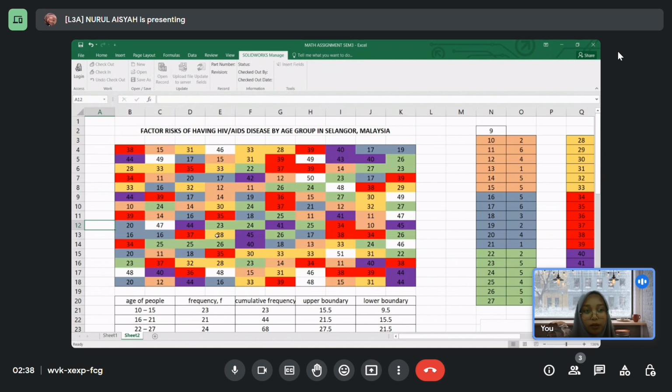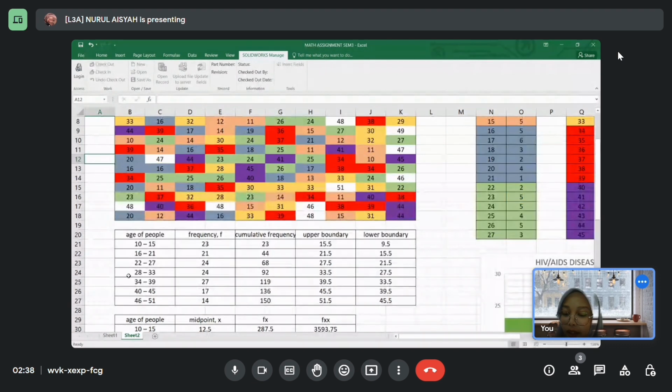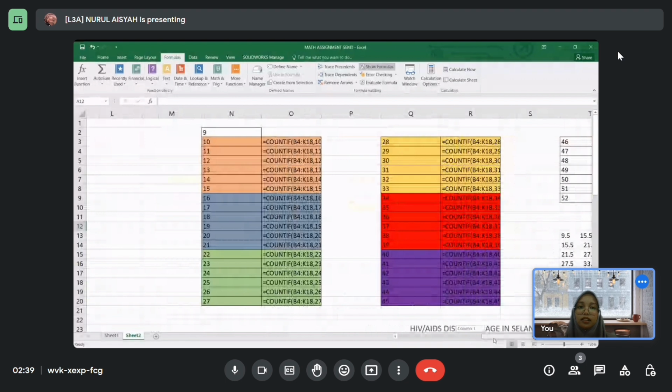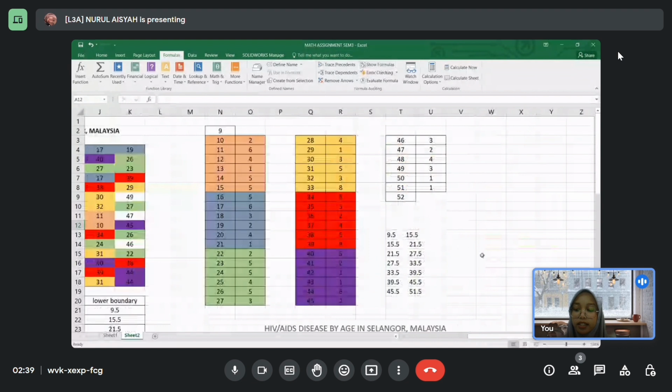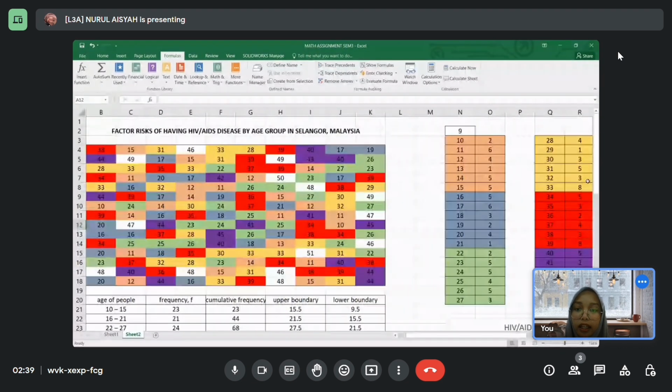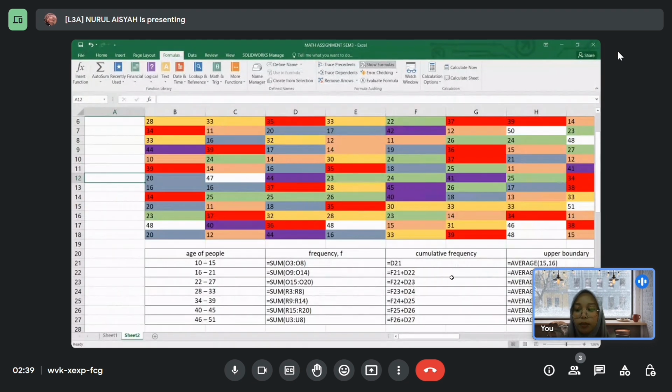This is what we call raw data. After the data is produced, we calculate the class size using a formula. After that, we can calculate the class interval, which we got as 6. To find frequency, we use the formula countif and range like this. After that, we can calculate cumulative frequency by using formula A plus B. Also, make sure that the last cumulative frequency equals the number 150.